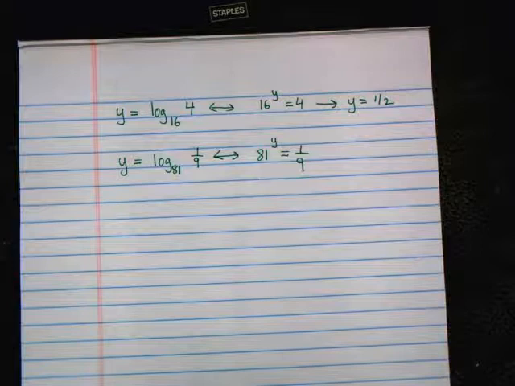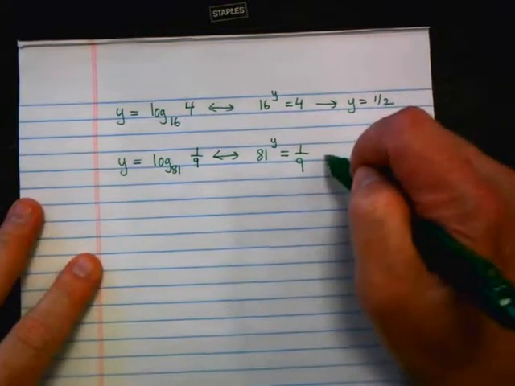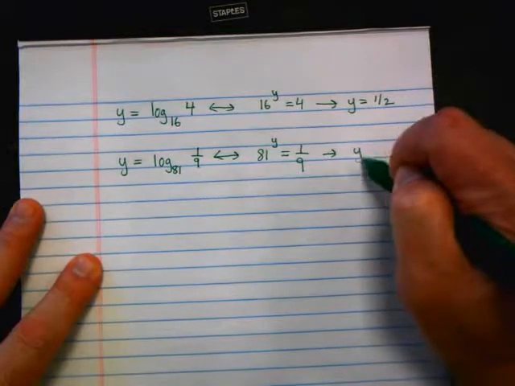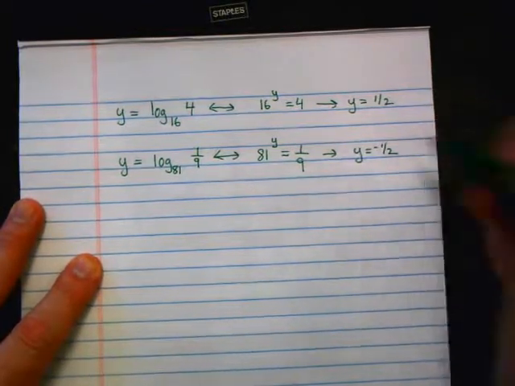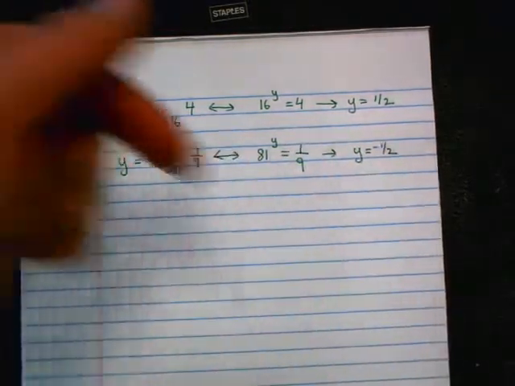So what can you definitely tell me about the answer? Is it positive or negative? Negative. The answer definitely has to be negative. Why? Because I got to push it down to the bottom and flip it and make it a fraction. So the answer definitely has to be negative. It is negative 1/2. Negative because that pushes it down to the bottom.